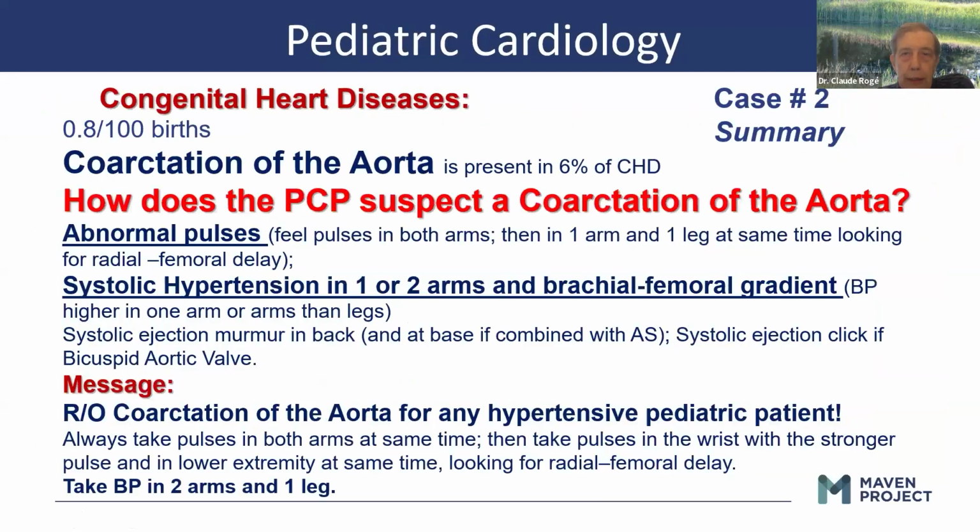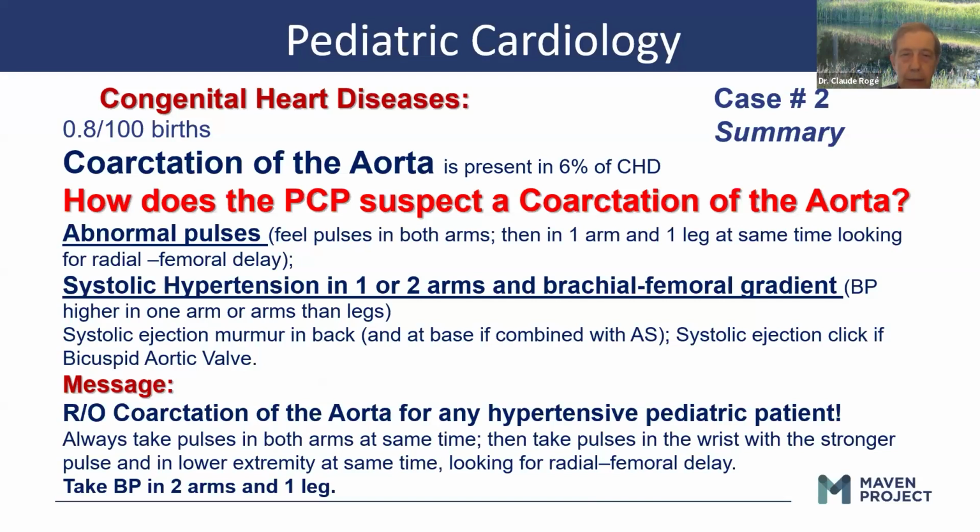Okay, so coarctation of the aorta is not a very frequent congenital heart disease, but it's something that as a PCP you need to know about, because you can be the one suspecting coarctation. So again, as we say, it is abnormal pulses, systolic hypertension, one or two arms, and brachial femoral delay. And so the message is you want to rule out coarctation of the aorta in any hypertensive pediatric patient.